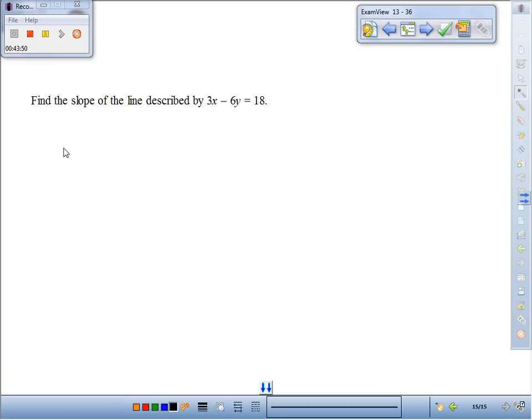To find the slope, we need our equation to look like this. y equals mx plus b. Remember this? In order for us to find out what the slope is, we need to rewrite our equation like this. We need to solve for y. Is that correct? And then once we solve for y, the coefficient of x will be our slope. So let's start. We need to leave y by itself. We need to get rid of the x. So what do we do? Subtract 3x. Very good. Subtract 3x.